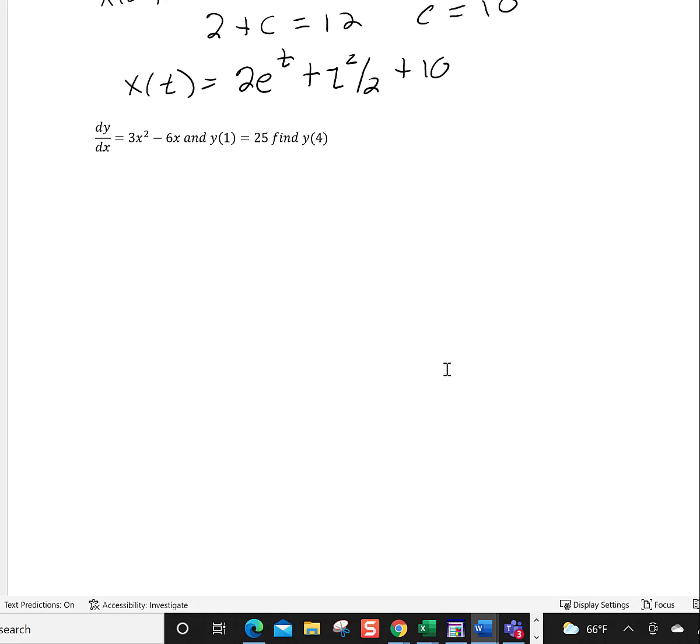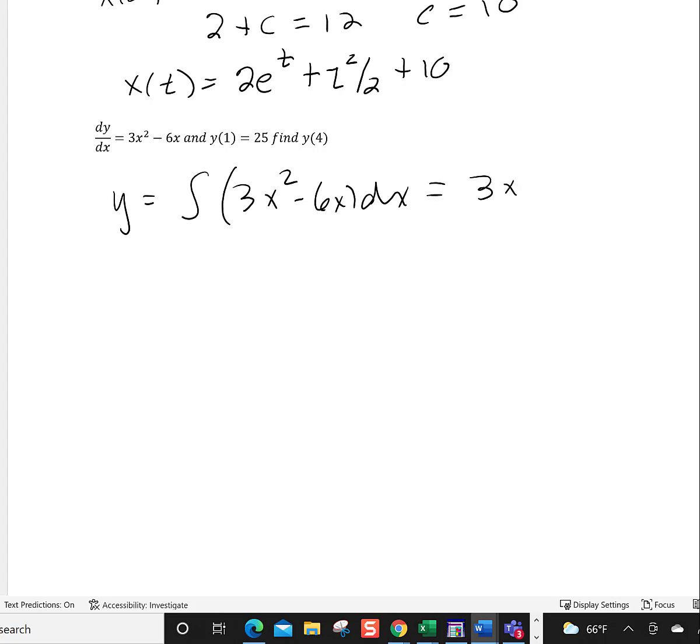Let's try that kind of notation again. I think it's good to repeat it. So this time I have dy dx is 3x squared minus 6x, and y of 1 is 25. Let's find y of 4. So to get y, I'm going to integrate 3x squared minus 6x dx.